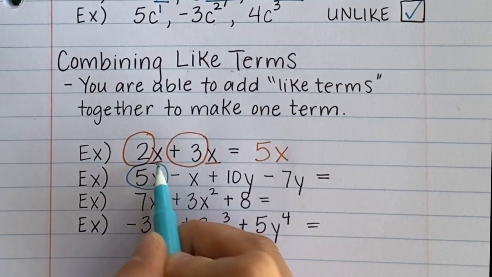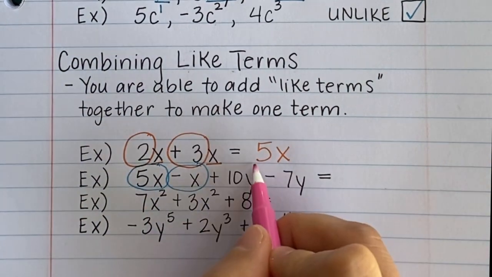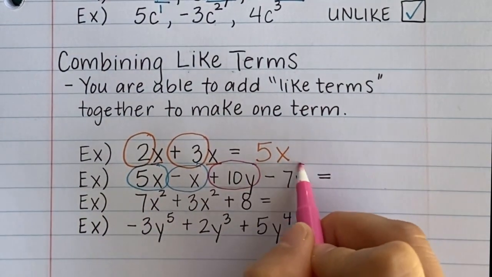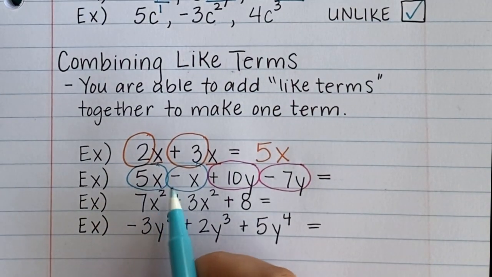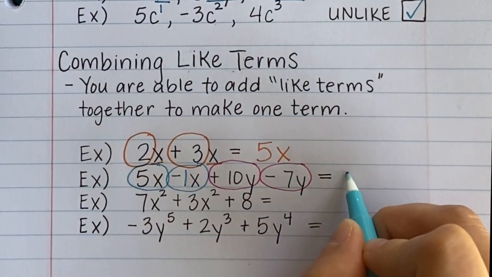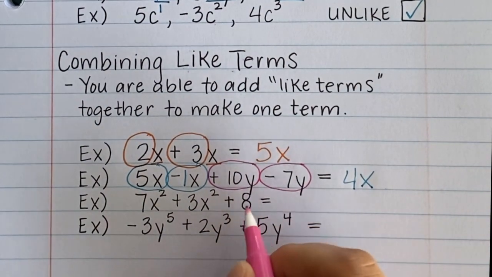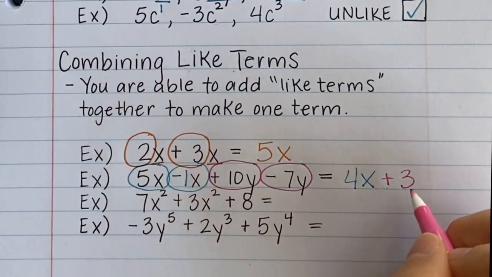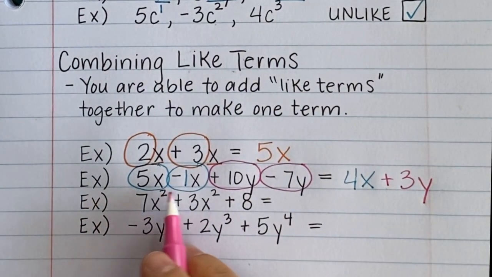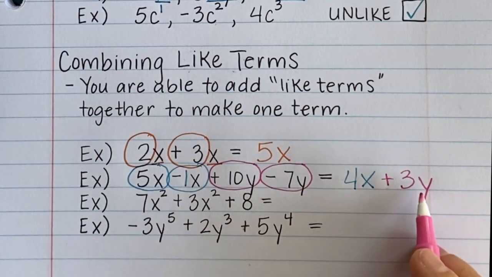That means 5x and minus x are going to be combined together, and then positive 10y and negative 7y will be combined together. Starting with the variables that have an x. 5 minus 1 is 4, and let's bring down the x, and then let's finish it with the y's. 10 minus 7 is 3, and let's copy down the variable. So 5x minus x plus 10y minus 7y reduces to 4x plus 3y.